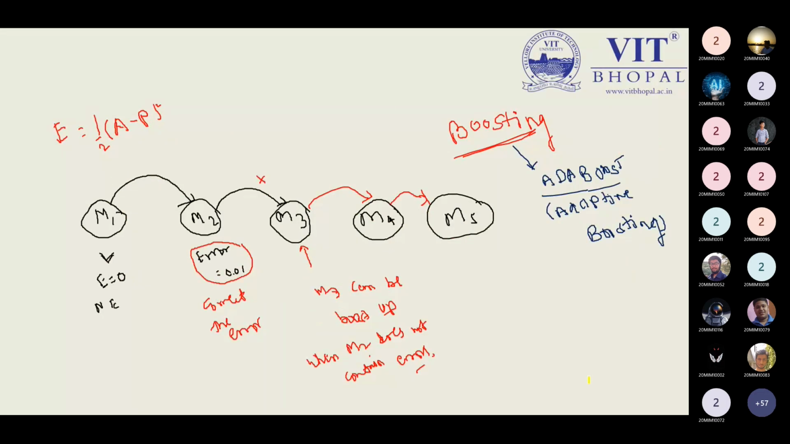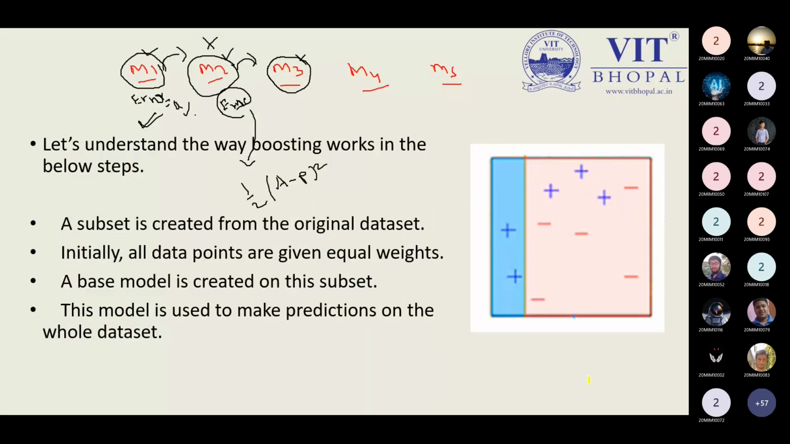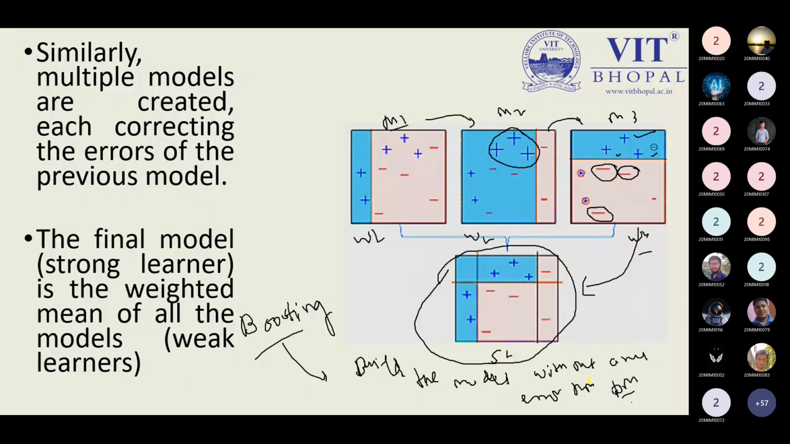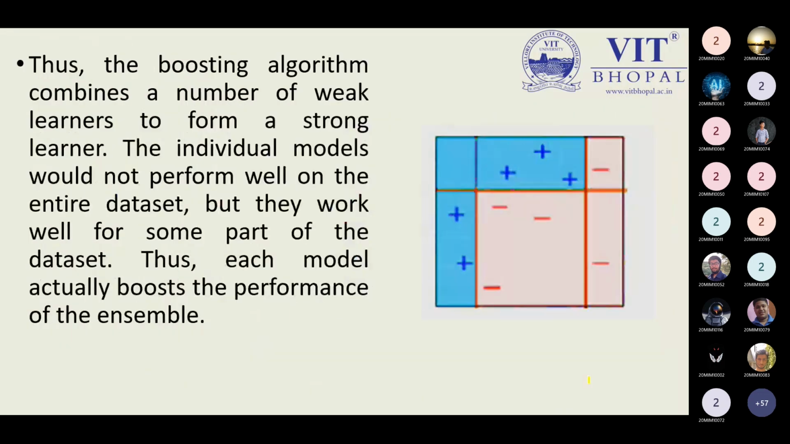So this is a simple example I'm taking. AdaBoost means adaptive boosting. Model 1 does not have any error, so error is 0. Model 2 has an error, suppose 0.01, so we try to correct the error. Then model 3 can be boosted when model 2 does not contain any error, then model 4, and so on. This is the simple critical portion I am giving over here, so I'm not moving to unnecessary theory. You can read the theory from my notes.